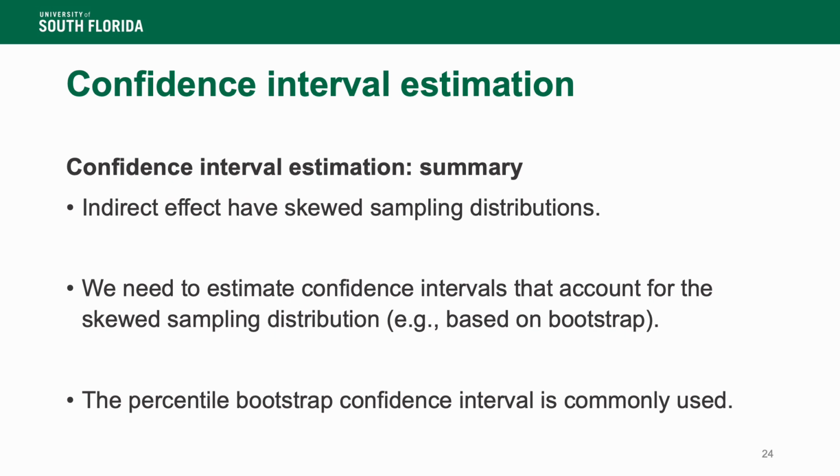So just to summarize, indirect effect estimates typically have skewed sampling distributions, and that's why we cannot estimate the normal-based confidence intervals that we're so used to from regression models. Instead, we need to estimate confidence intervals that can take into account the skewed sampling distribution of the indirect effect. There are many different methods available that can do this, but the percentile bootstrap confidence interval is most commonly used in practice.